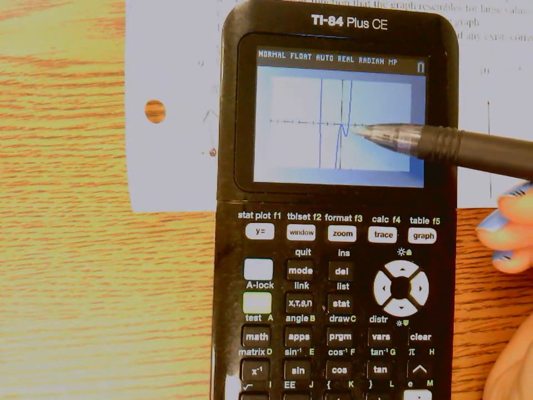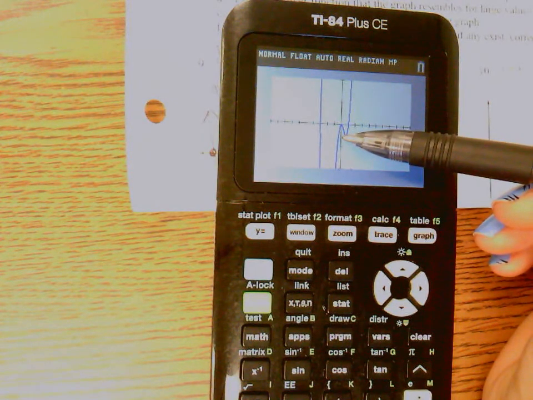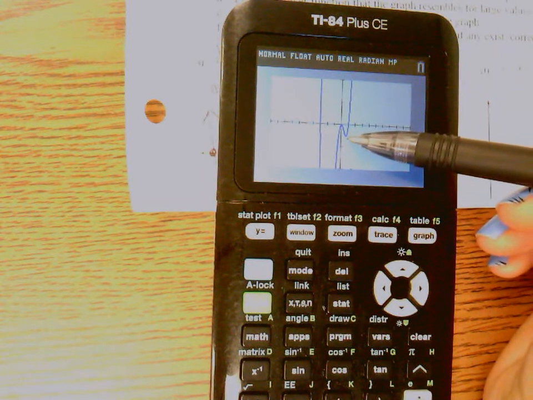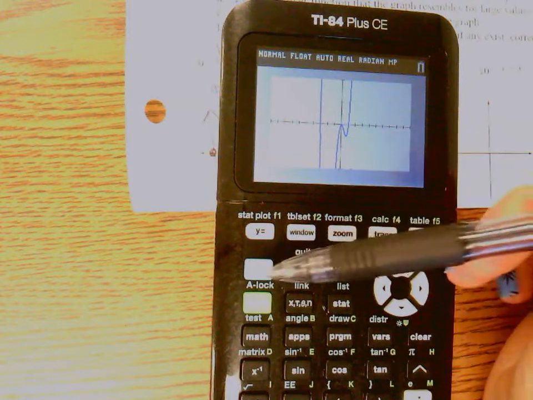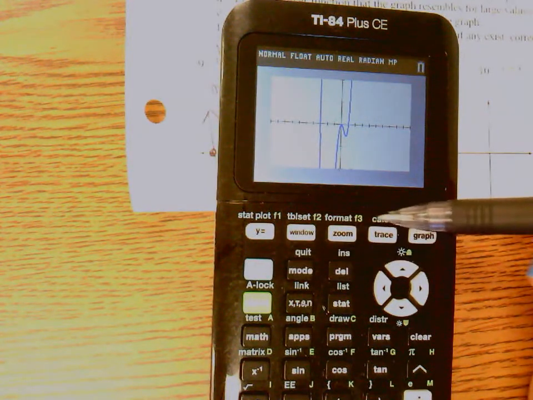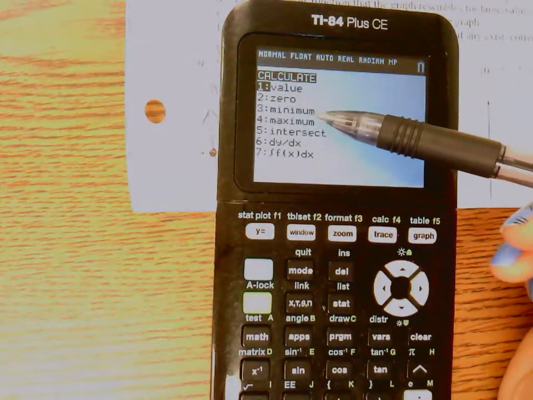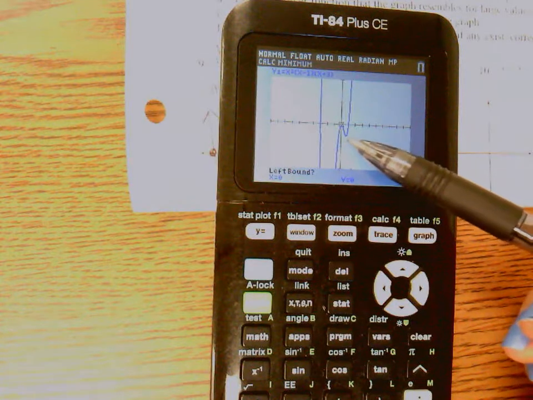And so to find that coordinate, did everyone get a graph to show up? If you didn't, just let me know. But I want to find that turning point right there. I know this one's at 0, 0. I want to find that turning point. So I'm going to go to second trace. See how the word calculate is above the word trace? And I'm going to find a minimum value, choice 3. So I'm going to zoom in on kind of this turning point.